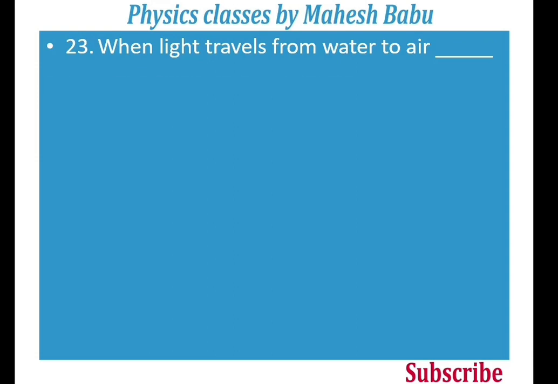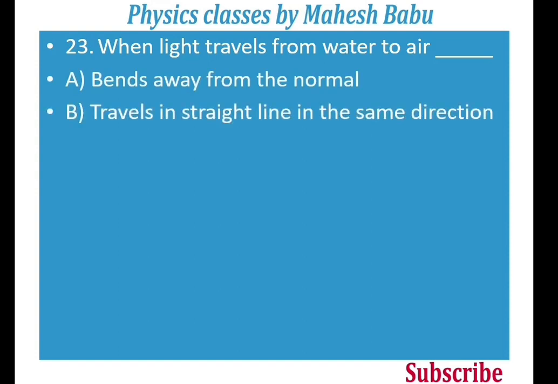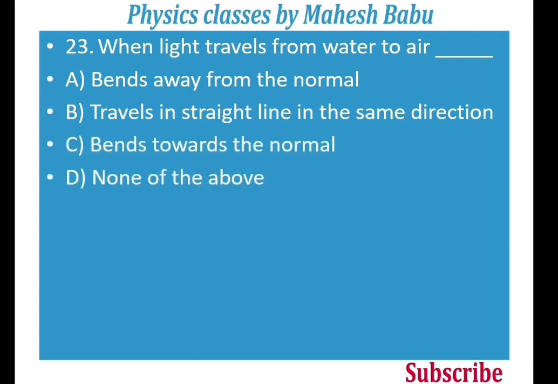Now see the options they have given: bends away from the normal, bends in, travels in a straight line in the same direction, bends towards the normal, none of the above. Now the answer is: when a light ray travels from denser to rarer, it bends away from the normal. Option A is the correct answer.